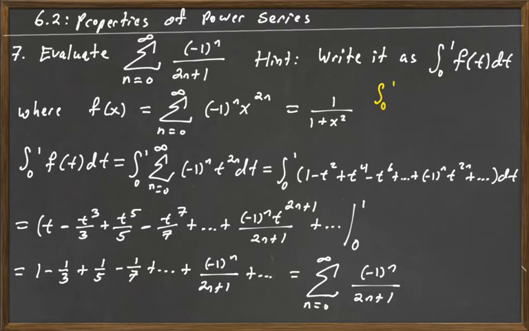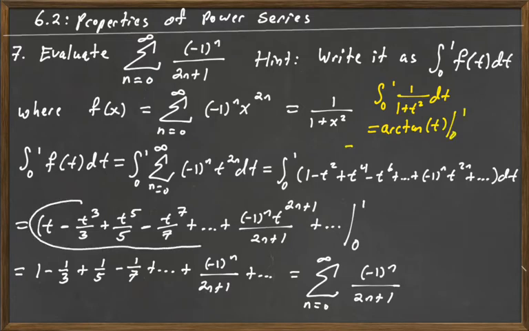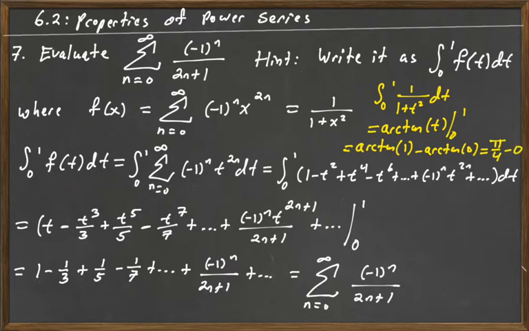So if we do the integral here from 0 to 1 of 1 over 1 plus t squared dt, that's going to be equal to the arctangent of t evaluated from 0 to 1. And so here's your arctangent right here, that antiderivative. And we're going to evaluate that from 0 to 1. So that's going to be the arctangent of 1 minus the arctangent of 0. The arctangent of 1 is going to be pi over 4, and the arctangent of 0 is going to be 0, and so the value of this sum is going to be pi over 4.